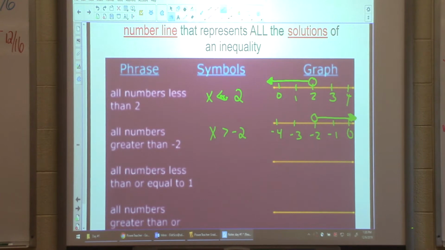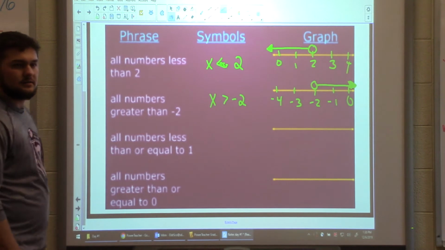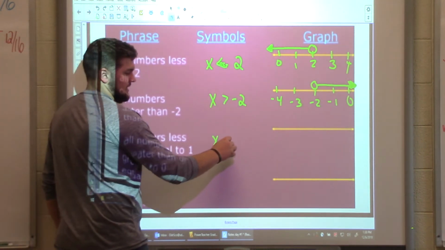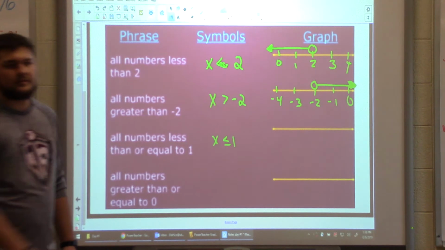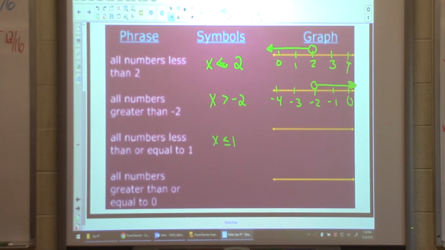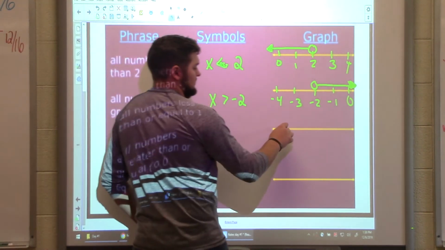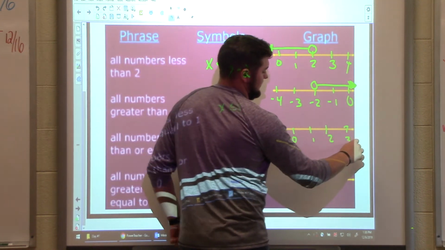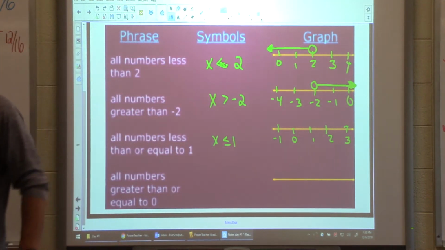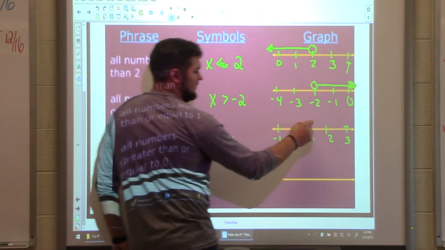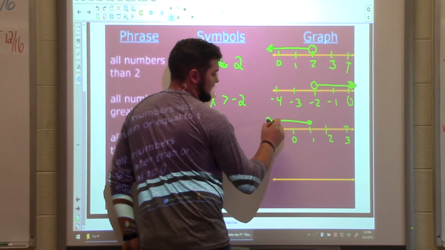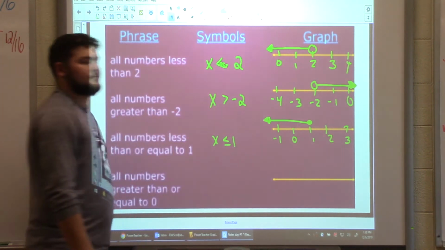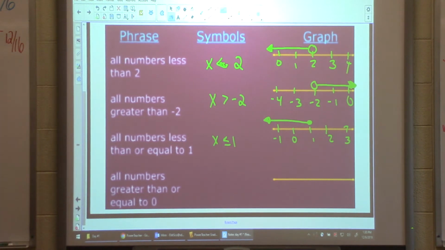Alright. All numbers less than or equal to 1. Well, x less than or equal to 1. I use a less than or equal to sign. So when I go to do my graph here, let's go negative 1, 0, 1, 2, 3. Less than or equal to 1 means it's a filled in circle at 1. Less than means I'm going to the left. Alright? Any questions on that so far? Are we good? Okay.